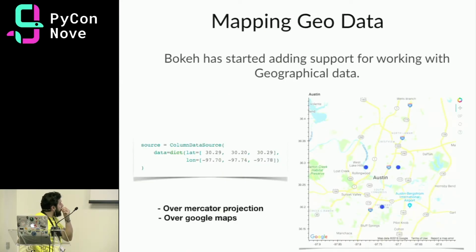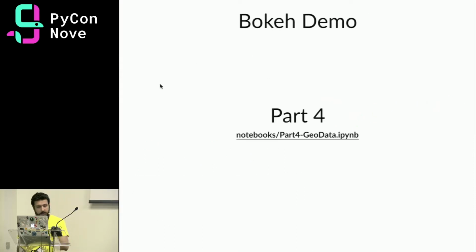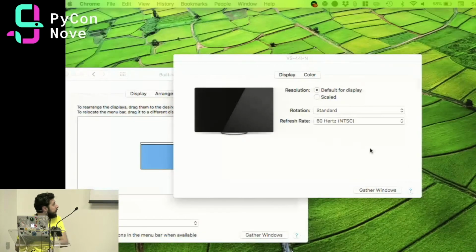You can map geo data with Bokeh. This is more or less in beta for now, but the guys behind the project are increasing the features. You can simply use the Mercator projection to plot data on a map, or just use Google Maps to plot standard lat-long coordinates on your map. And this is an example, a very quick example.